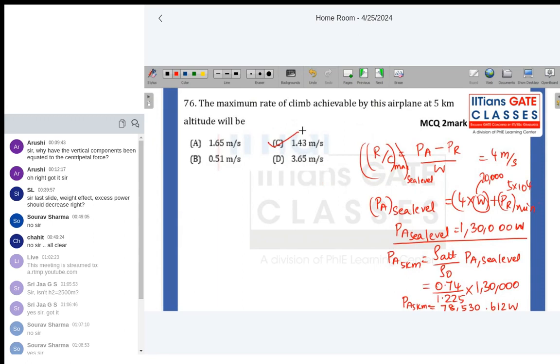Any doubt here? Option C is the correct answer. Yes, sir. Devansh, it is clear, right? Yes, sir.